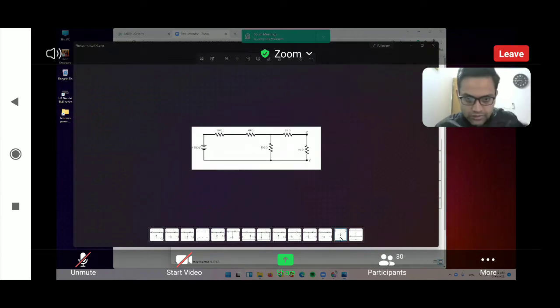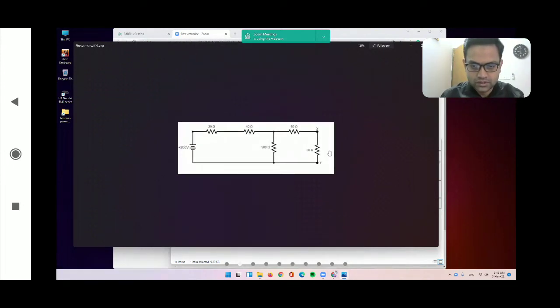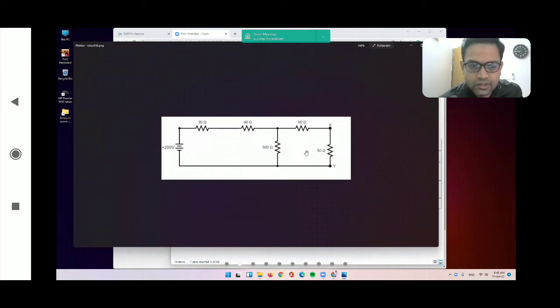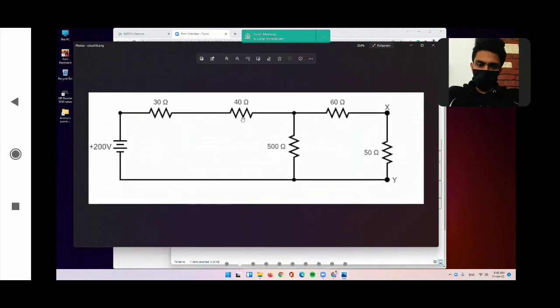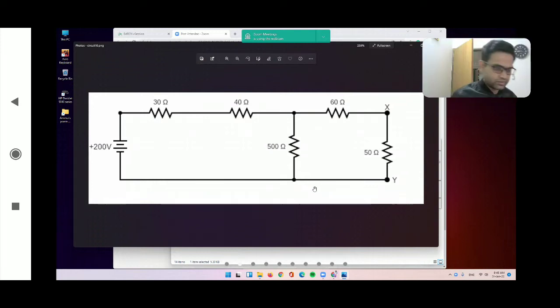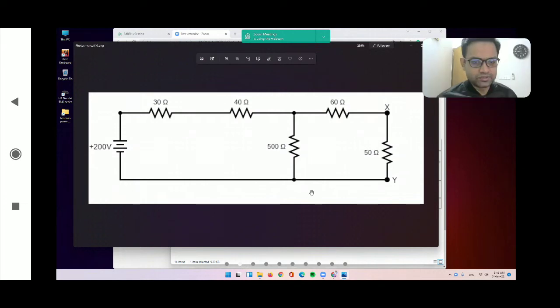Look at this. This one. I have some fever as well, and some technical difficulty. That's why it's a bit late. By the way, can you see the screen? Yes, sir. Well, I think we have done this one with Thevenin's before. Yes, sir. Okay.